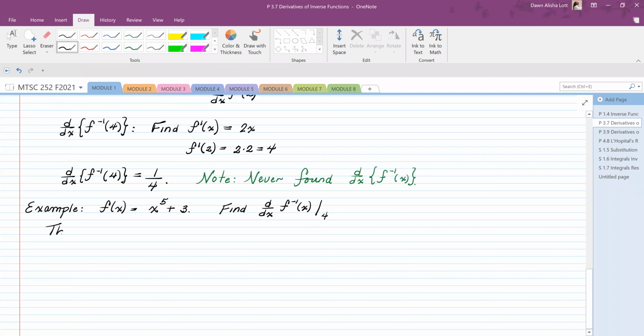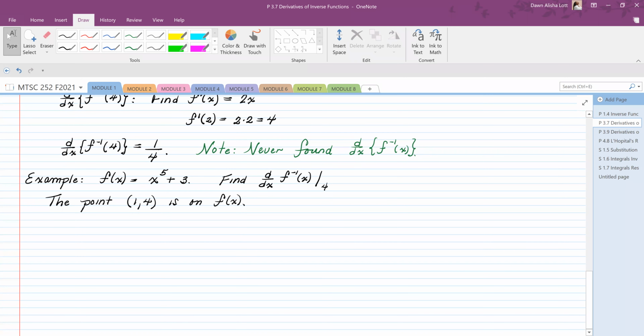So the point (1, 4) is on f of x. In order to find the derivative of the inverse at 4, remember f works, so the point (1, 4) is on f and the point (4, 1) is on the inverse. So I want to know what's the slope. So here's my picture.